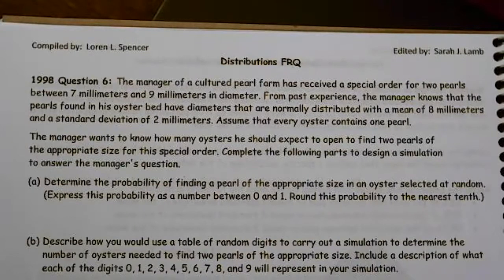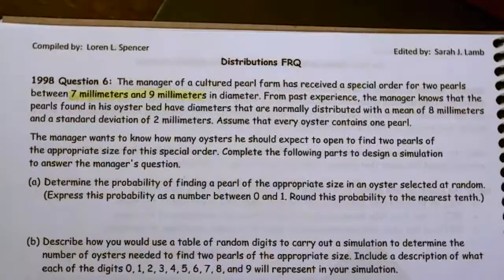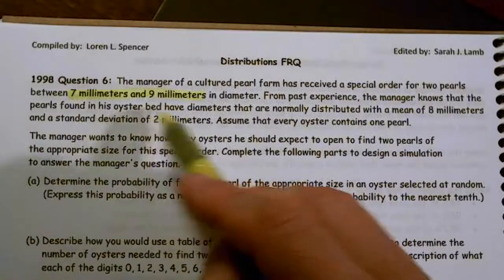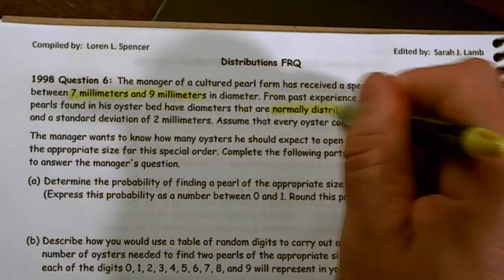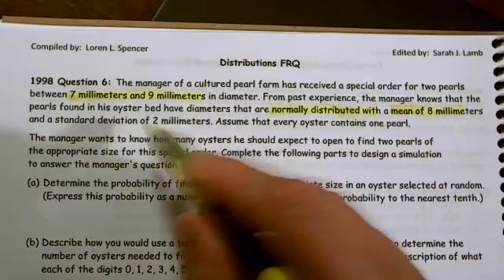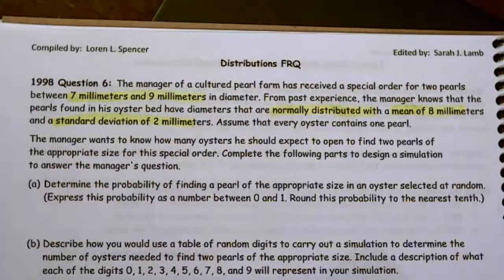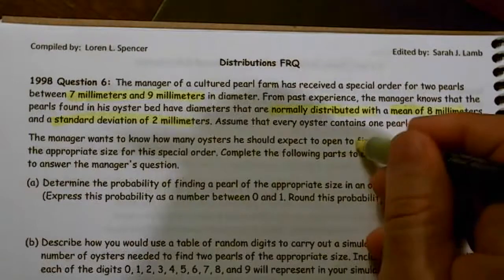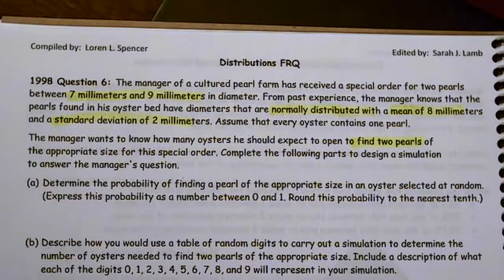So the manager of a cultured pearl firm has received a special order for 2 pearls between 7 and 9 millimeters in diameter. From past experience, the manager knows that the pearls found in this oyster bed have diameters that are normally distributed. That's really important because we can't do things with the normal unless we know they're normal. So here they tell us they are, with a mean of 8 millimeters and a standard deviation of 2 millimeters. Assume that every oyster contains 1 pearl. The manager wants to know how many oysters he should expect to open to find 2 pearls. So they're looking for 2 pearls of the appropriate size for this special order. Complete the following parts to design a simulation to answer the question.